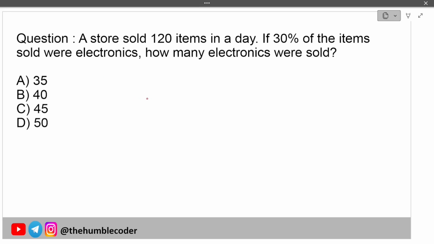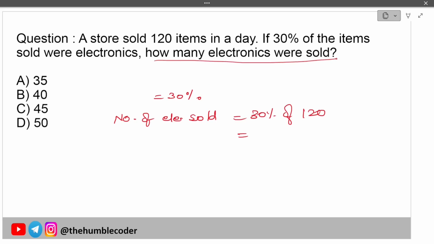The percentage of electronics sold is how much? 30%, right? Now, the number of electronics sold will be how much? The number of electronics sold will be 30% of the total sold, right? So we are asked for 30% of the total sold only. How many electronics were sold?